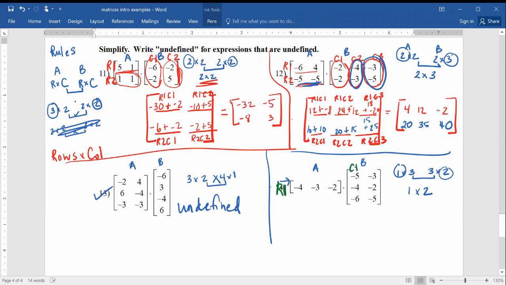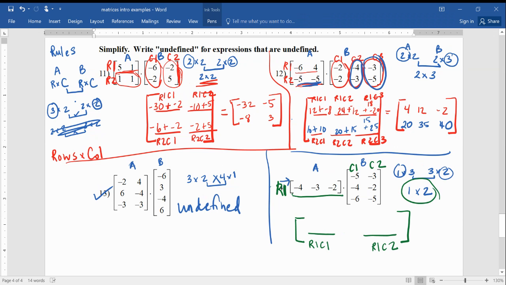Now this answer matrix is pretty tiny. It's got 1 row and 2 columns. There sure is a lot of stuff going on here, right? Well, let's see what happens. So this is row 1, column 1. This is row 1, column 2, and that's all we've got to multiply together. We're just going to have multiple things to add together.